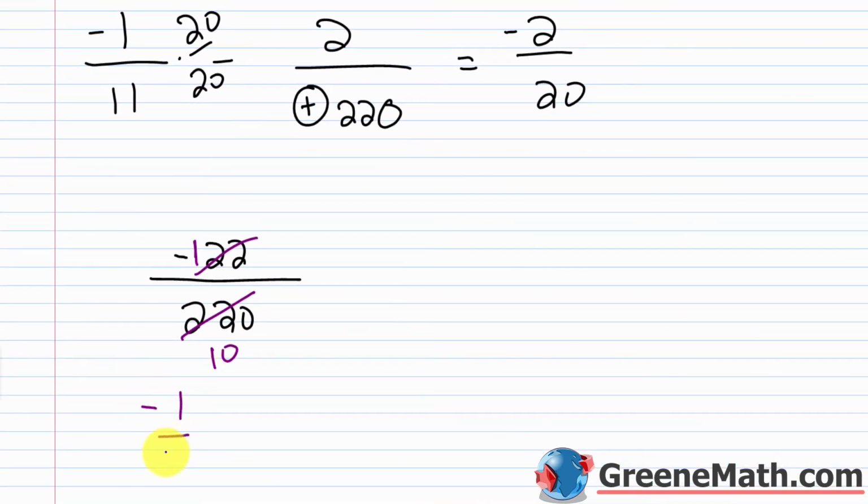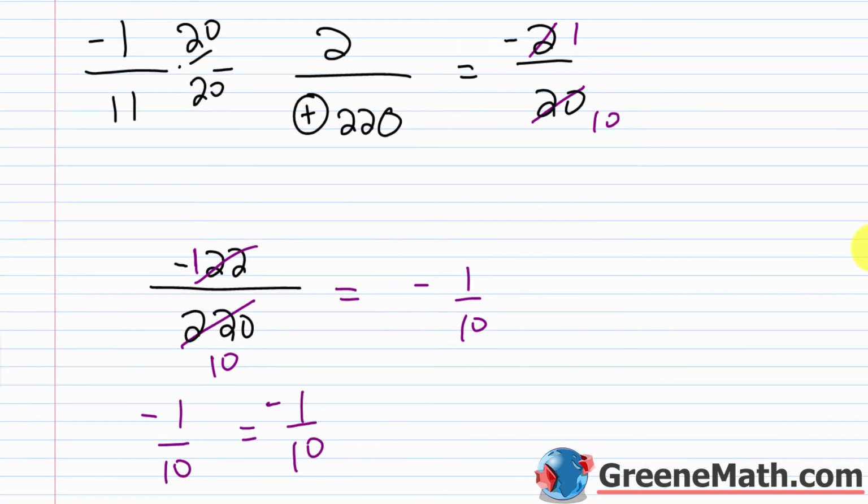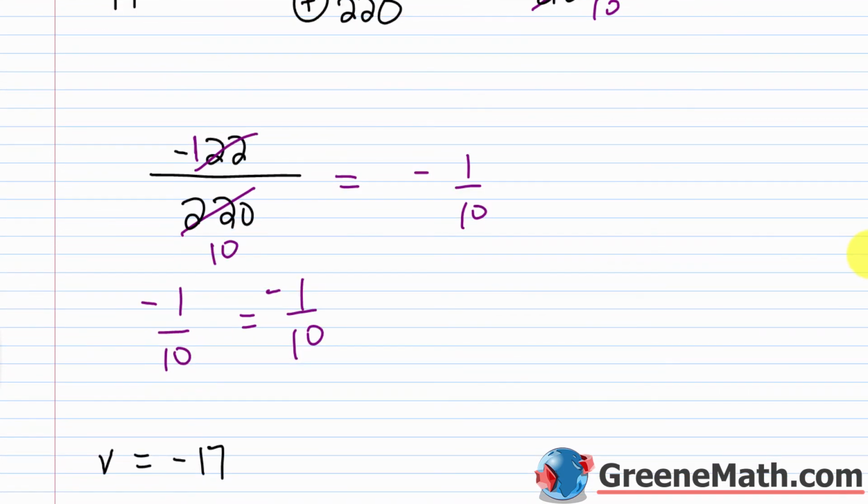So let me write that right there. This is equal to, if I divide this by 2, I get 1. If I divide this by 2, I get 10. So again, negative 1/10. And let me write it down here for the sake of completeness. We get negative 1/10 is equal to negative 1/10. So our solution, which we have down here, v equals negative 17, is correct.